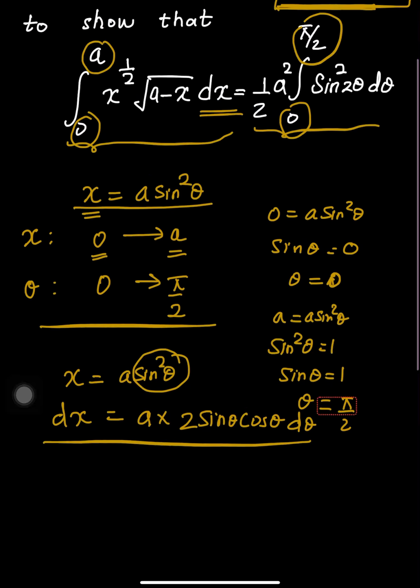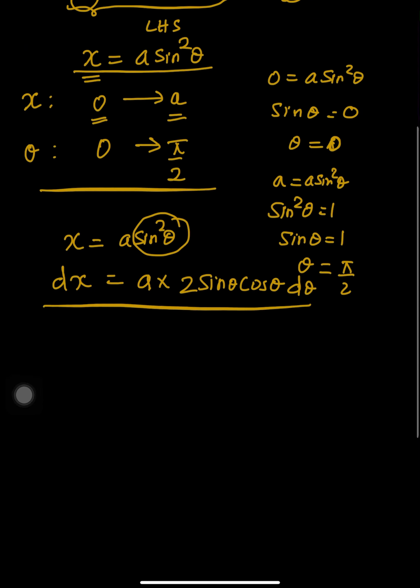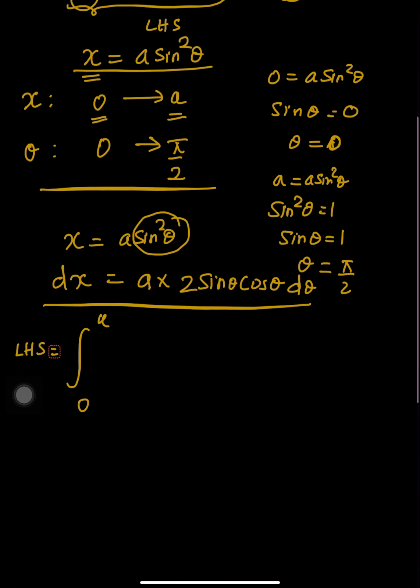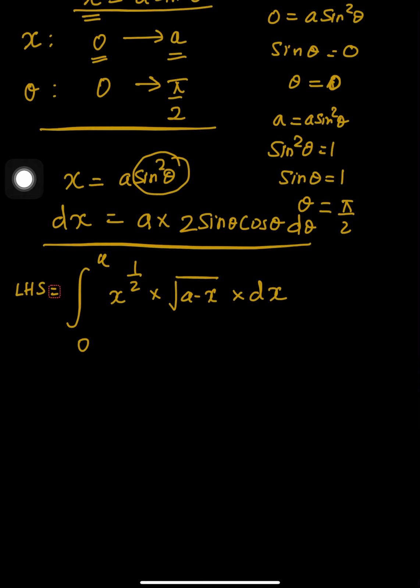So let's first take the left hand side. This is the left hand side. By substitution and simplification, you have to find out the right hand side. So let's take the left hand side. That's how you approach a proof question. Integral from 0 to a, x to the power half times root of a minus x, dx. So let's substitute one by one.